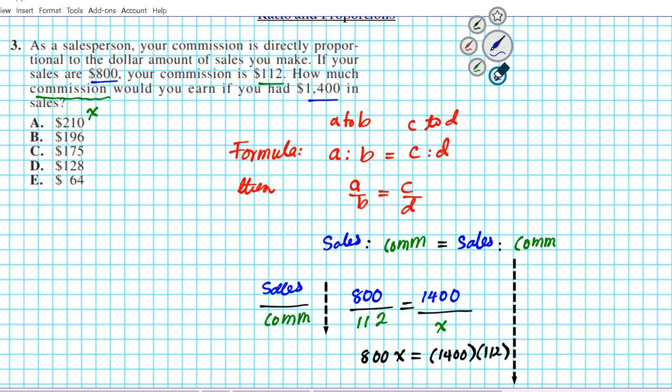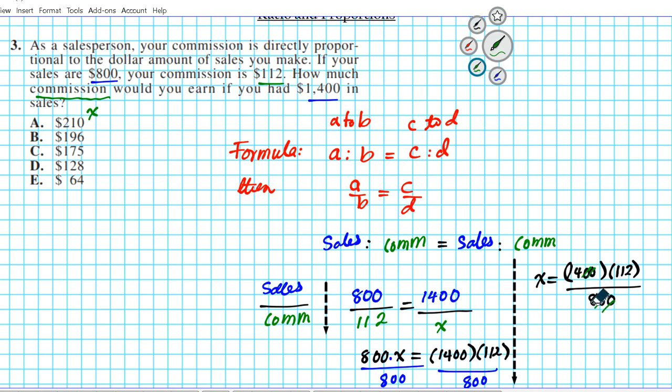Now, using our algebra skills, how do we get x isolated here? To get x isolated, we are going to use the inverse of multiplication. We're going to divide both sides of our equation by 800. Divide by 800, divide by 800. And that's going to yield x is equal to 1400 times 112 divided by 800. We can divide by 100 in the top and bottom, just cancel out the zeros.